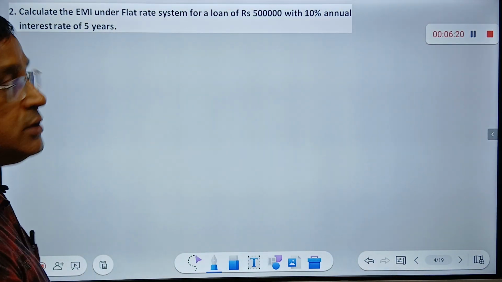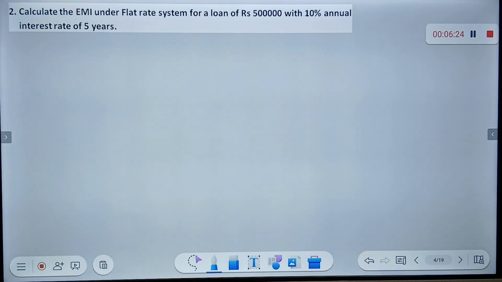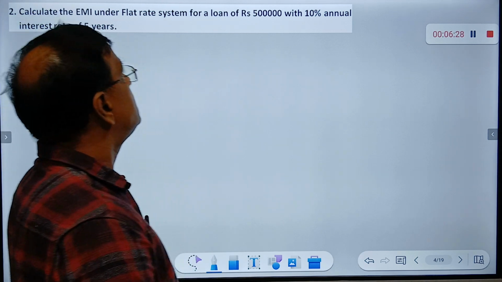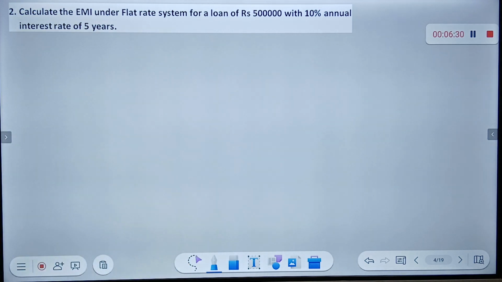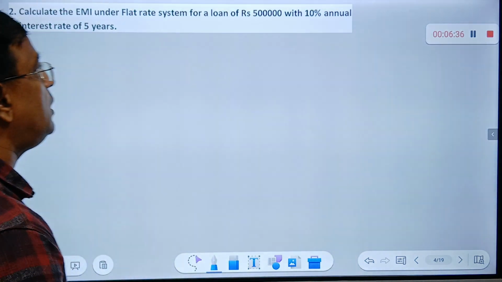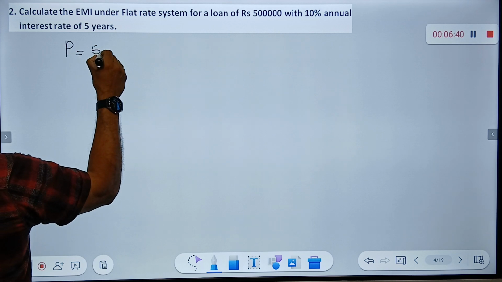This is question number 2 from the ML Aggarwal. Calculate the EMI under flat rate method for a loan of 5 lakhs with a 10% interest annually for 5 years. The tenure is 5 years. So let us see how to go about it. What is my principal? My principal is 5 lakhs.